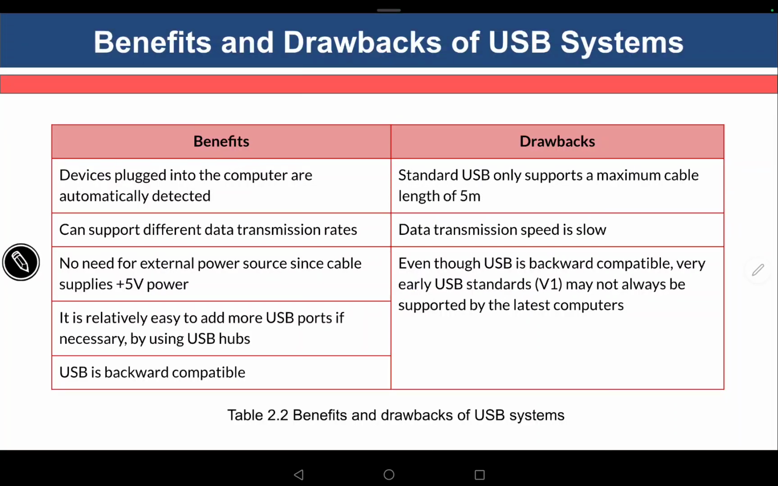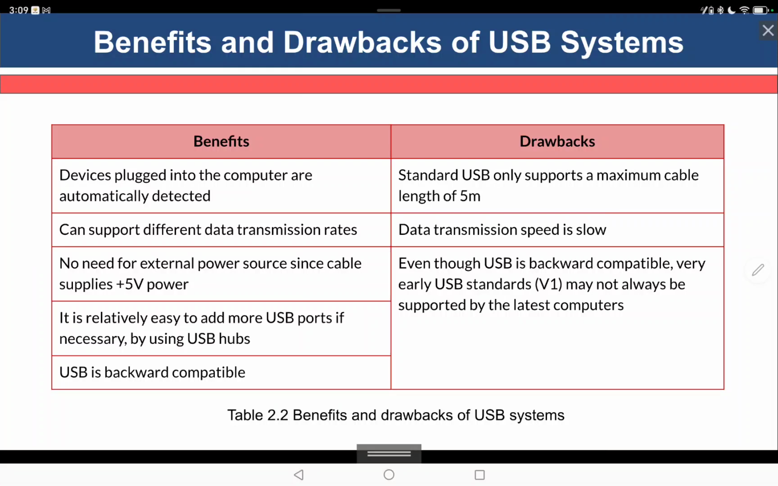Now let's look at the benefits and drawbacks of the USB system. So the first one, devices plugged into the computer are automatically detected. It means that as soon as you connect a USB device, the computer recognizes it without needing any extra software or any driver. Then it can support different data transmission rates. So USB supports various speeds when it comes to data transmission.